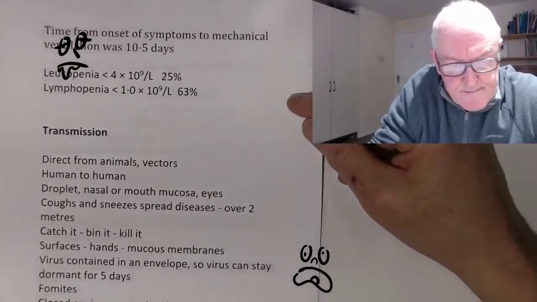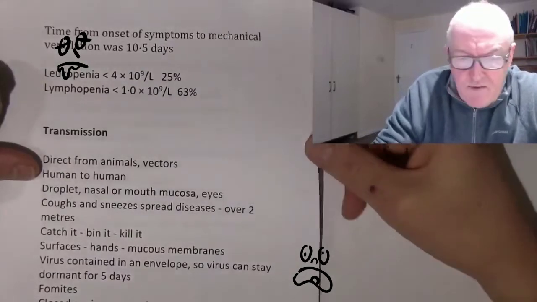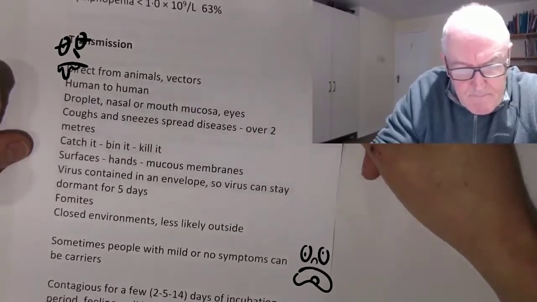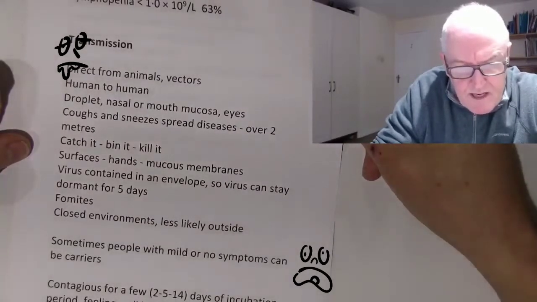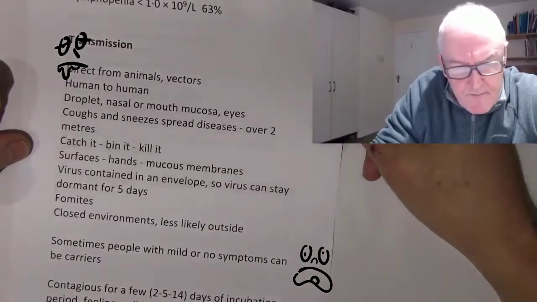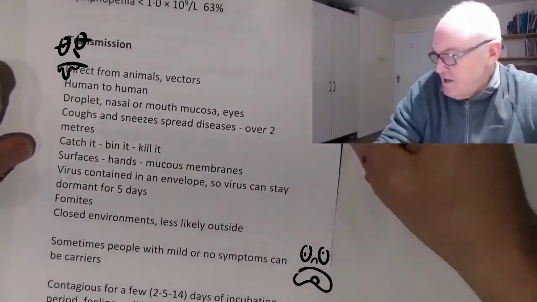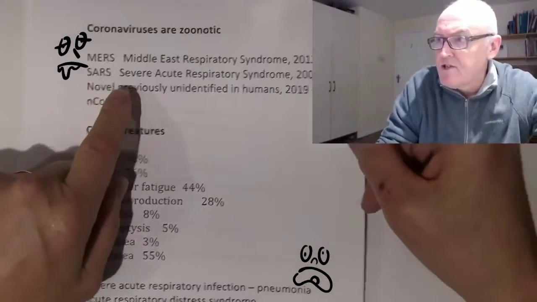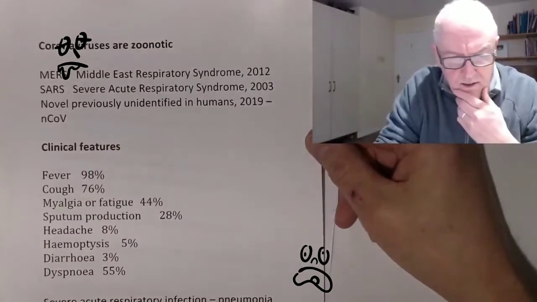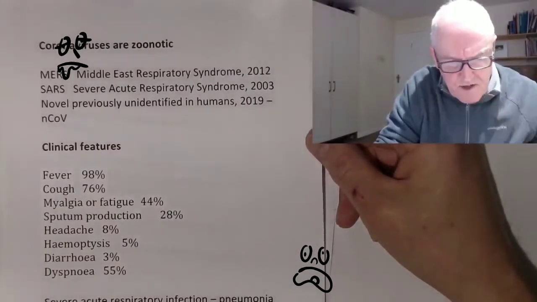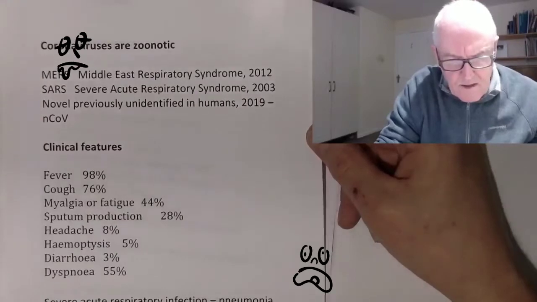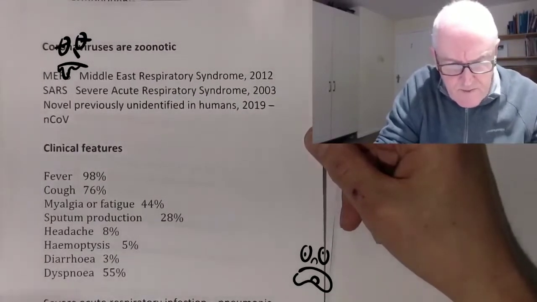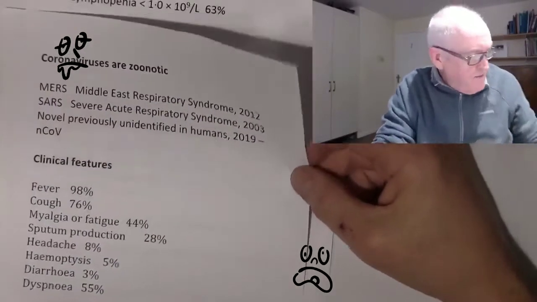Now, how is this transmitted? Well, we've said it's a zoonosis, it's direct from animals. So, for example, the Middle Eastern one came from camels. The other one, the SARS, the severe acute respiratory infection, came from a type of wild cat, I think, or some sort of wild carnivore anyway. So again, these are coming from the wild, they're coming from animals.